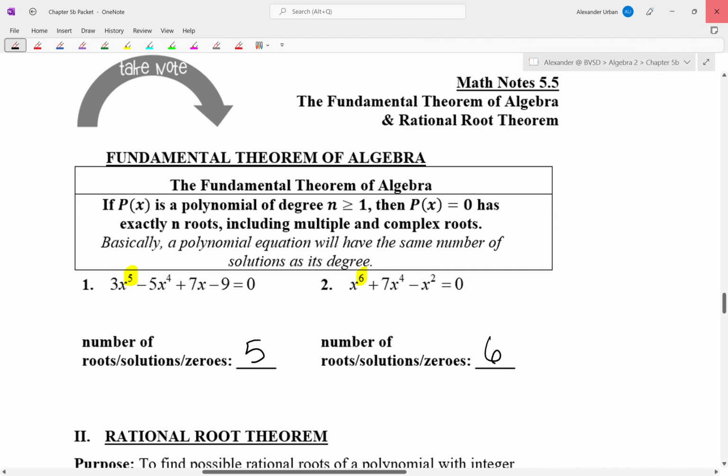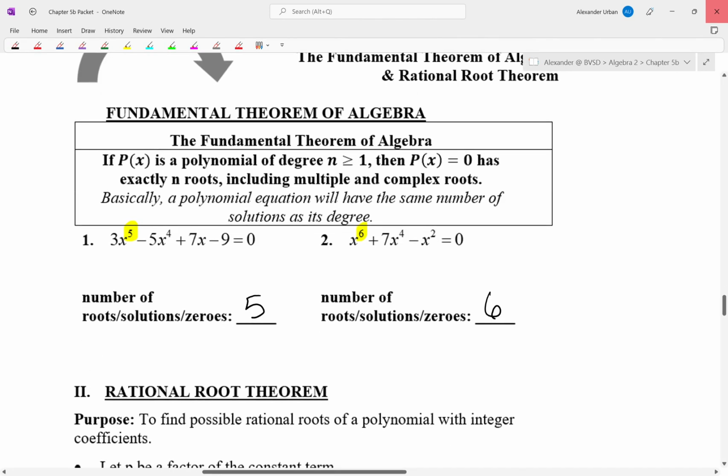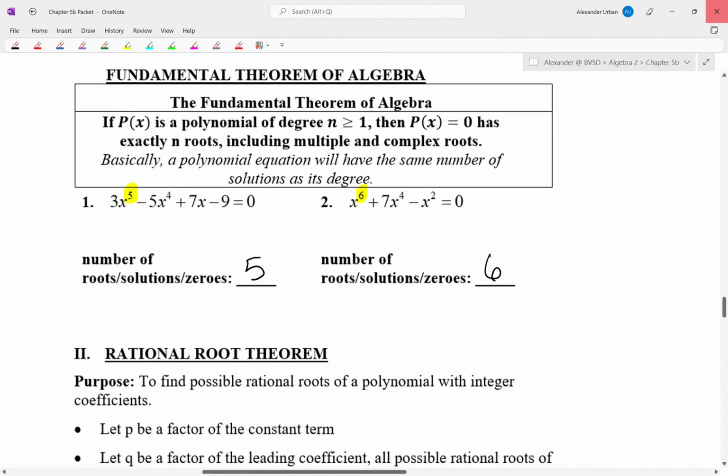And that's pretty much all that the fundamental theorem of algebra is. We state how many times we could cross the x-axis, in this case because we're setting them equal to 0. The first one could cross it 5 times and number 2 could cross it 6 times because of the degree. So we use this and the rational root theorem to decipher whether, of the 5 solutions that we could have, we can find 1 or 2 or maybe all 5 of them, if it's nice enough to factor or to use synthetic division on.